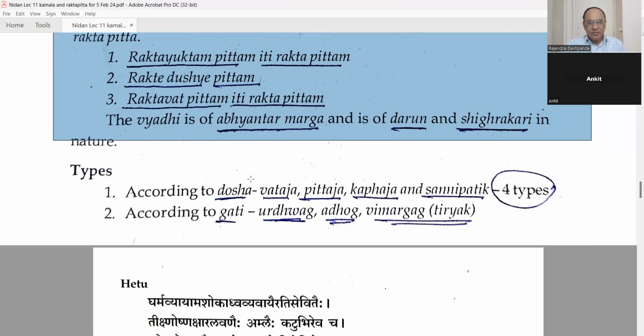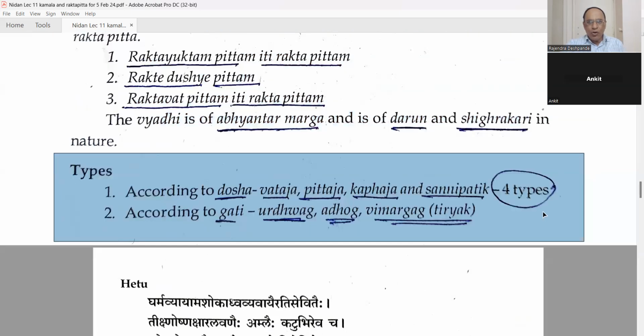There are types, the prakar. First, four types according to the predominance of dosha: Vataja Raktapitta, Pittaja Raktapitta, Kaphaja Raktapitta. And when all the three doshas are there, Sannipatik, very serious. Always the word Sannipatik indicates seriousness of the disease. Never forget. Prognosis is bad for Sannipatik.